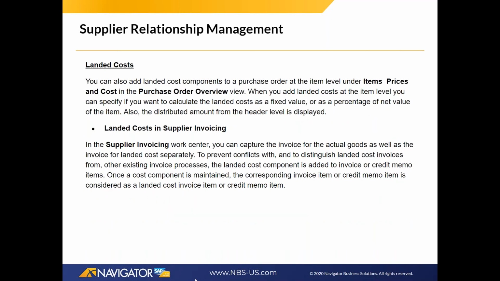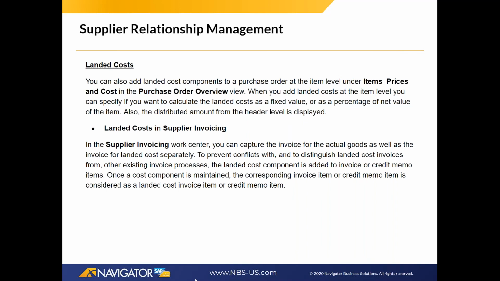You can also add landed cost components to a purchase order at the item level under items, prices, and cost in the purchase order overview view. When you add landed costs at the item level, you can specify if you want to calculate the landed costs based on a fixed value or as a percentage of net value of the item. Also, the distributed amount from the header level is displayed.